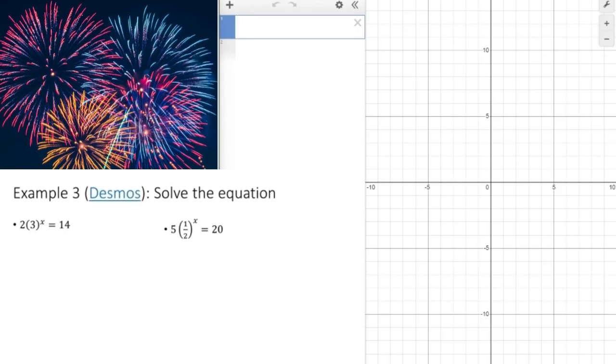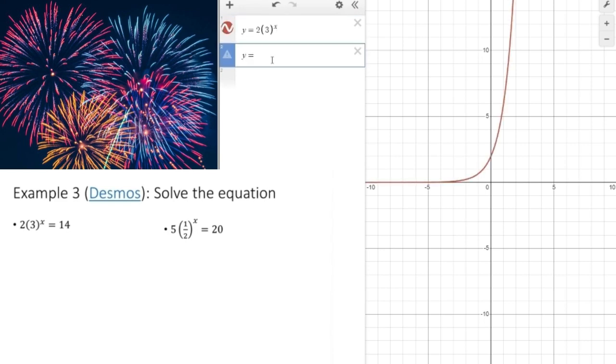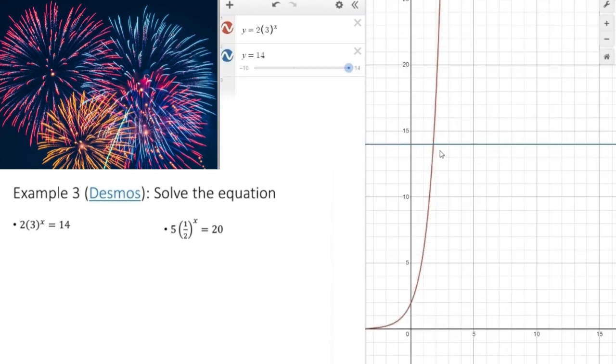Next, we're going to solve the following equations that involve exponential functions in Desmos. To start, we're going to solve 2 times 3 to the x equals 14. Going into Desmos, we'll start by typing in the left-hand side, which is 2 times 3 to the x. And in the second line, we'll type in our right-hand side. Now we move around our graph just a little bit, and we can see a point of intersection right here at the point 1.77124, 14. One solution to this equation, rounded to 2 decimal places, is 1.77.